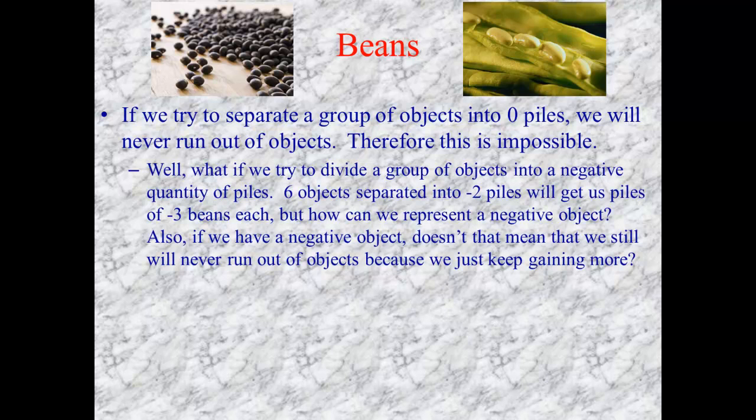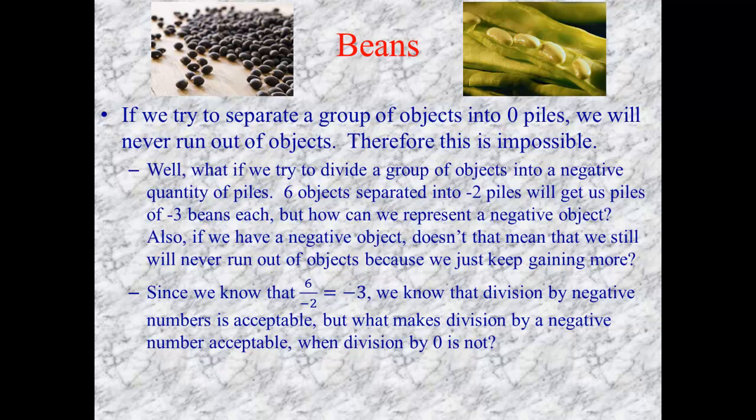Well, what if we try to divide a group of objects into a negative quantity of piles? If we take 6 objects and separate them into negative 2 piles, we will get piles of negative 3 beans each. But how can we represent a negative object? Do we represent it by gaining an object? Then, if we have a negative object, doesn't that mean that we still will never run out of objects because we just keep gaining more? Since we know that 6 divided by negative 2 equals negative 3, we know that division by negative numbers is acceptable. But what makes division by negative numbers acceptable when division by 0 is not?